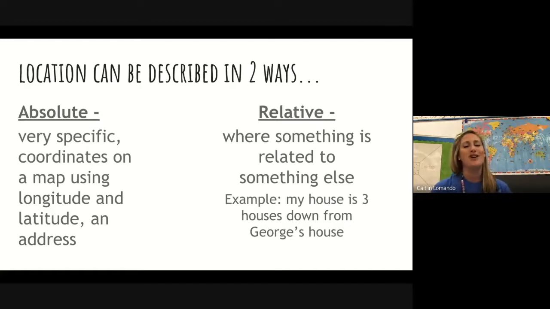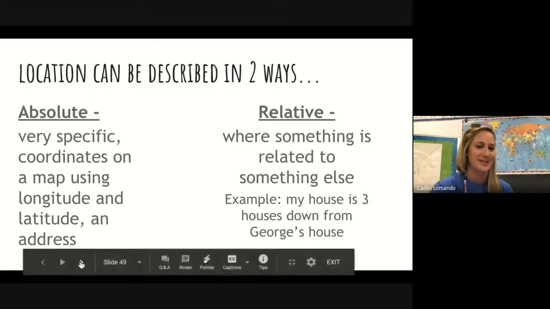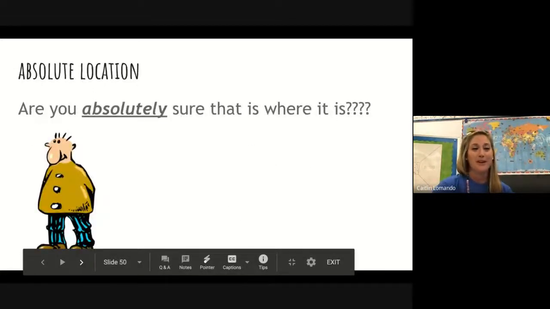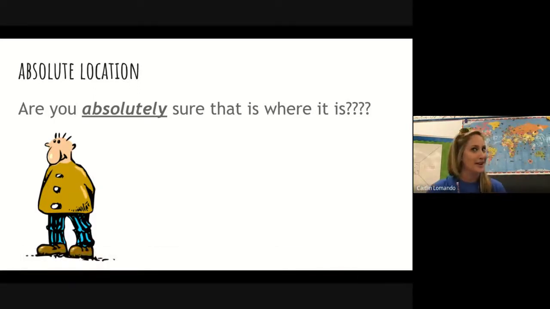Versus relative, where something is related to something else. Example, my house is 3 houses down from George's house, or Mount Pleasant School is close to Janot's. Okay, it is, but that doesn't tell us exactly where the school is. If it's relative location, we're not exactly sure where it is. If it's absolute location, we are absolutely sure where our school is. Remember, are you absolutely sure that it is where it is?